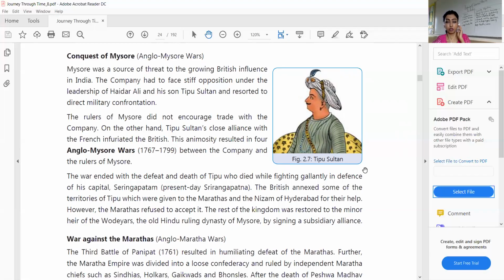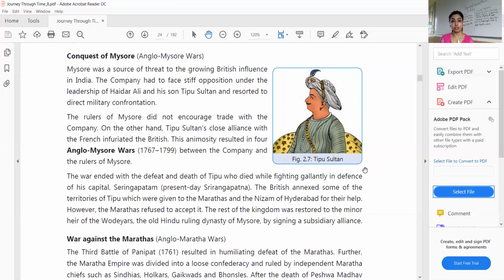After Tipu Sultan got killed and the rulers of Mysore were defeated, the British started to annex some of the territories of Tipu Sultan. The British took away all the territories which were under Tipu Sultan and gave them to the Marathas and the Nizam of Hyderabad. Why did they give those places? Because the British thought that if they gave those territories to the Nizam of Hyderabad or the Marathas, they would get some help from them. However, the British did not get that.